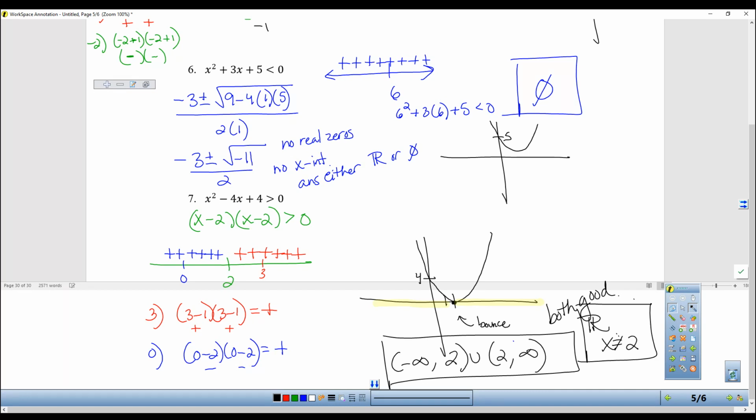I just really want you to be able to do this basic concept of factoring, making your test interval, and writing your answer in interval notation.